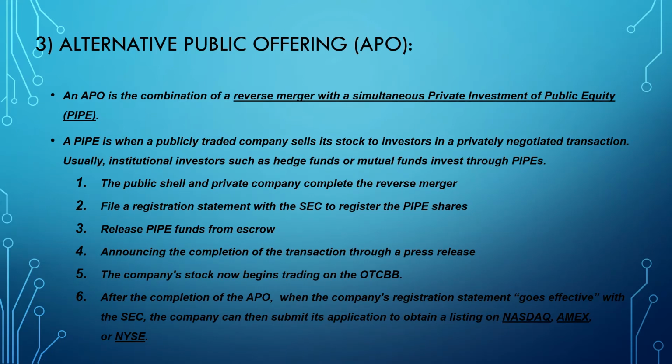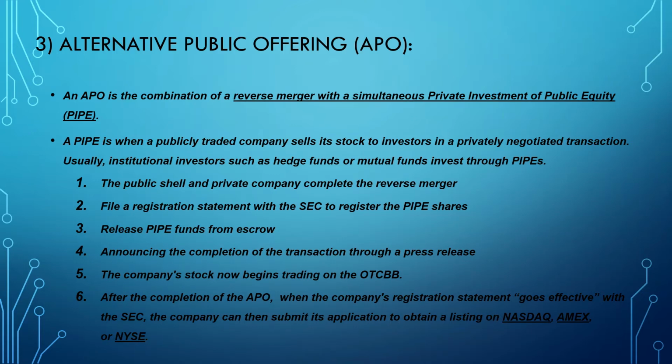The third method of going public is an alternative public offering or an APO. An APO is a combination of a reverse merger with a simultaneous private investment in public equity, or PIPE. I just explained what a reverse merger is. A PIPE is when a publicly traded company sells its stock to investors in a privately negotiated transaction. Usually, institutional investors, such as hedge funds or mutual funds, invest through PIPEs.